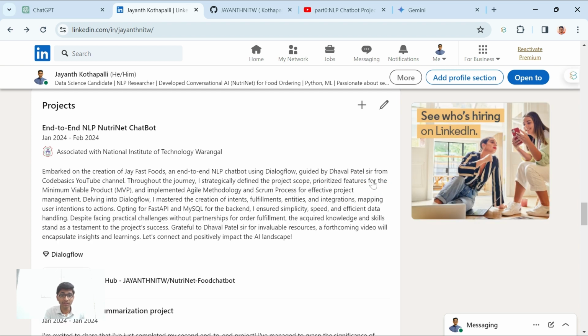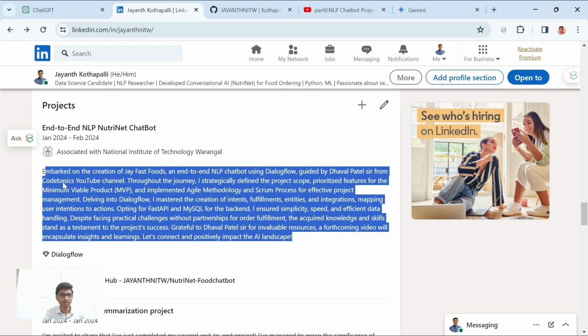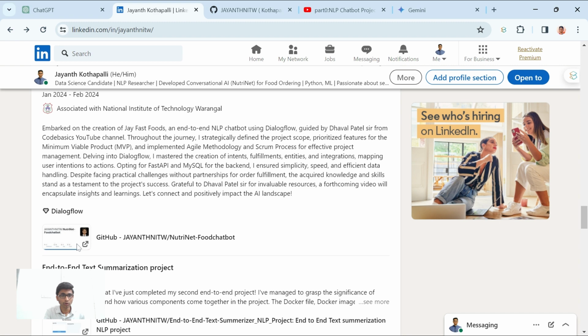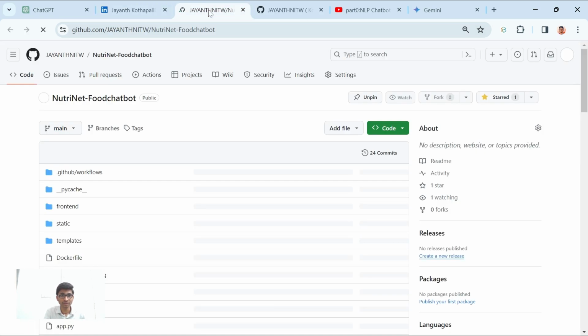You have to mention your projects here also, not only on GitHub, so that people know the important projects. See, end-to-end NLP chatbot. I embarked on the creation of J Fast Foods, an end-to-end NLP chatbot using Dialogflow, guided by Dhaval Patel sir from Codebasics. I did this project from the Codebasics YouTube channel. I completely mention what I have done and from where, so that people can click on this and go to my GitHub, where this project is.